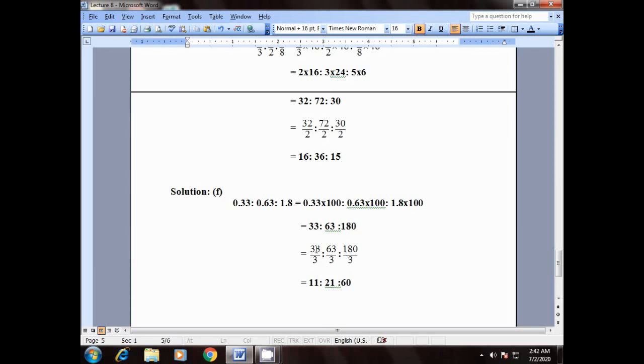Now 3 times 11, 33. 3 times 21, 63. You see 3 times 2, 6, and then 3 times 1, 3. And 3 times 6, 18, 0 as it is. If we divide these three quantities by 3, then the quotients will be 11, 21, and 60. Now this is the simplest form of the given ratio 0.33 ratio 0.63 ratio 1.8. It means that we can simplify the given ratios by 2 methods, by multiplying by the same number or by dividing the quantities by the same number.